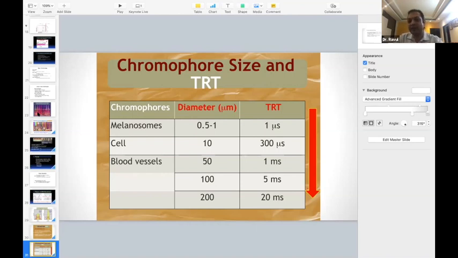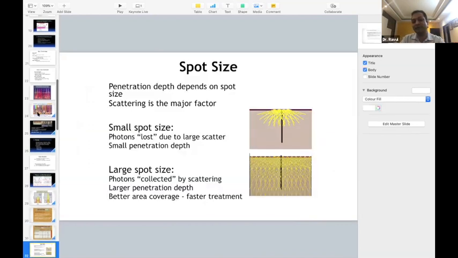So let's see, you are treating a 200 micrometer diameter vessel, a telangiectasia. Thermal relaxation time for that is 20 milliseconds. So you need to keep the pulse width on your instrument less than 20 milliseconds, maybe around 15 milliseconds. If you are treating a diameter of 500, the TRT is more, so you can increase the pulse width a bit more. You have to keep the pulse width below the TRT.